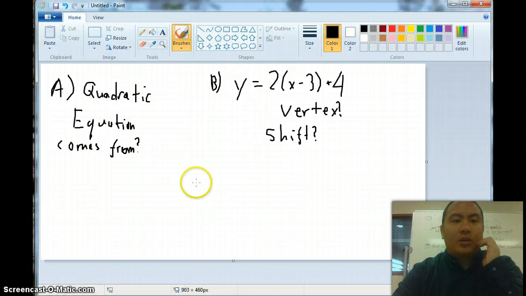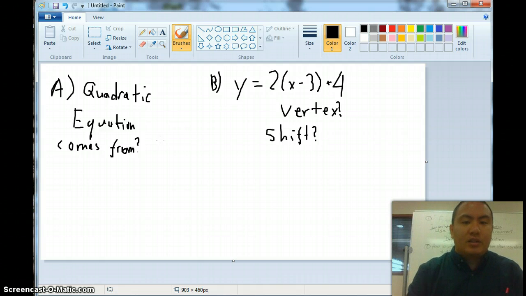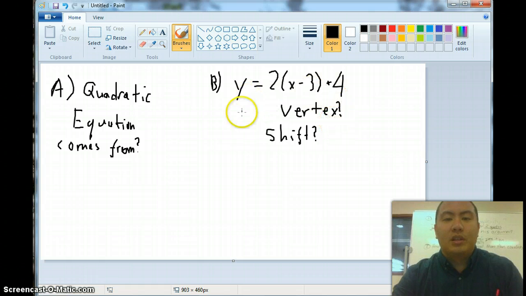So as your Khan Academy questions, the first question I want you to answer is: quadratic equation, where does it come from? Well, I'll answer that for you right now. The quadratic equation is any sort of x squared. Any sort of x squared is a quadratic because it's something squared. The square is a quadrilateral. Quadratic, something squared.